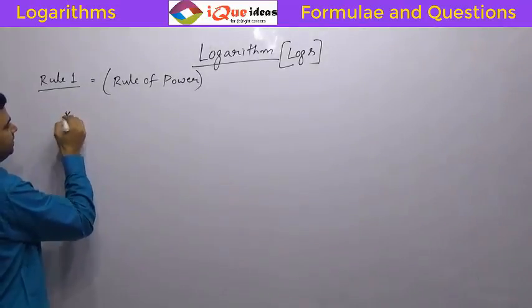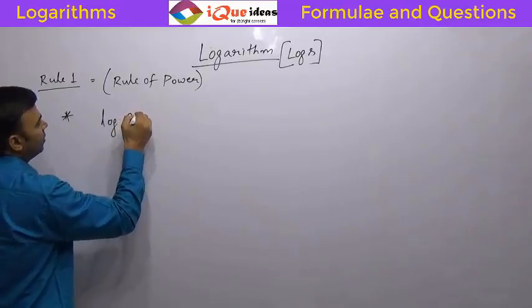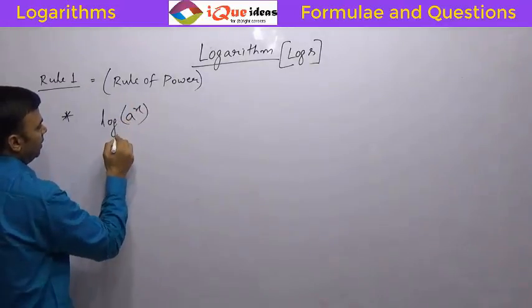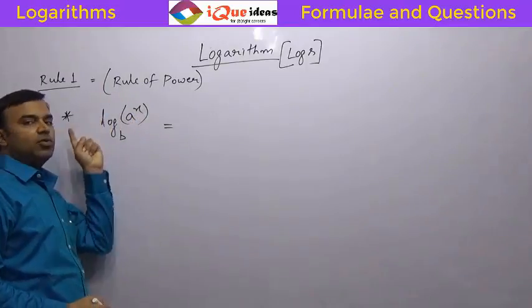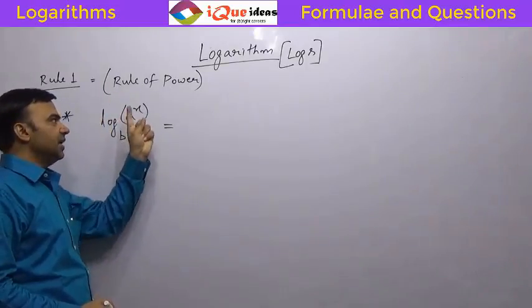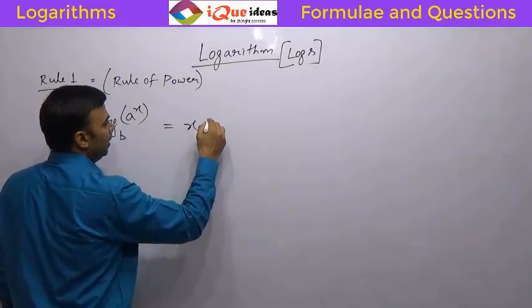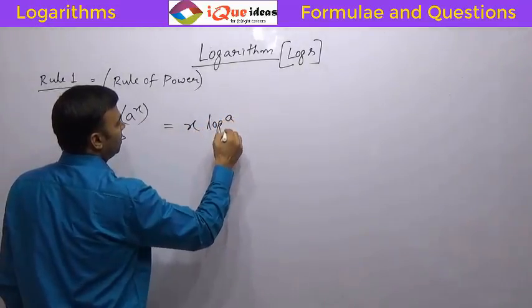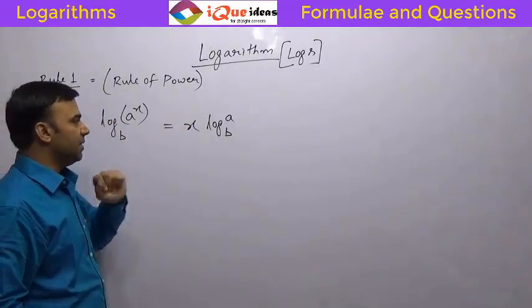The rule says that if I have something like log of a to the power x to the base b, then this power x comes outside. Everything remains as it is, just this power x comes outside. So we can write this as x log a to the base b. That's it. So x log a to the base b.